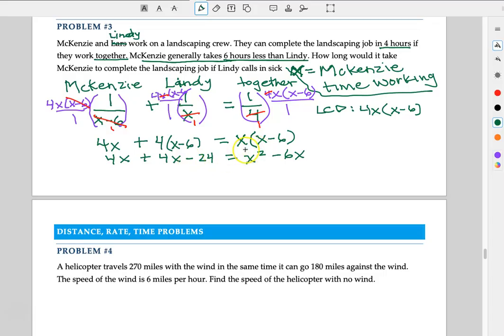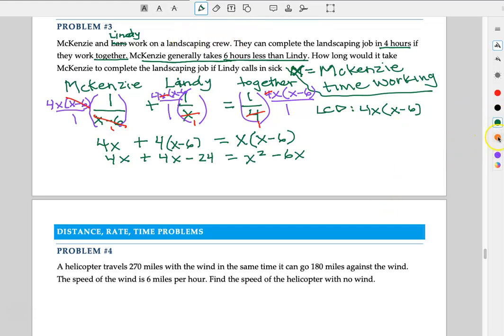Okay, now on this one we've got to be kind of careful, right? Because we've got an x squared, and so when we have something like this that we're trying to solve, we've got to get everything over to one side of the equation and set the other side equal to 0 so that we can factor to solve it. That's what we're going to be doing here.